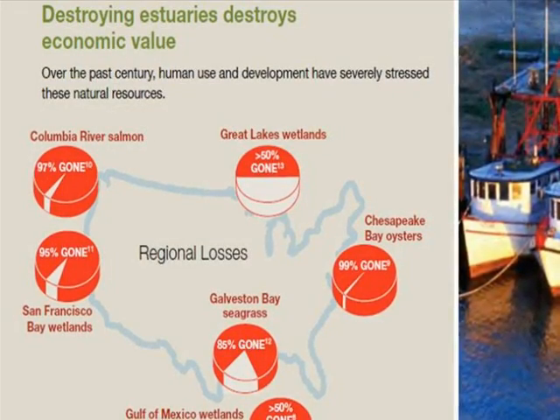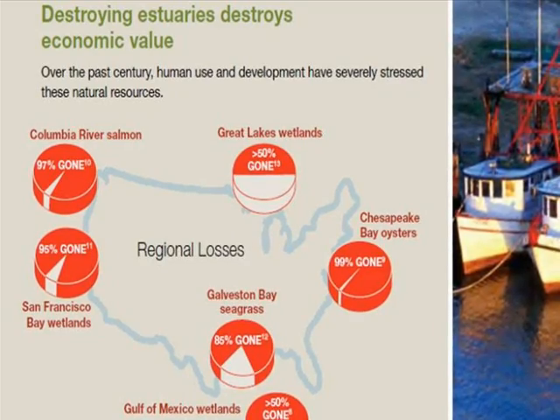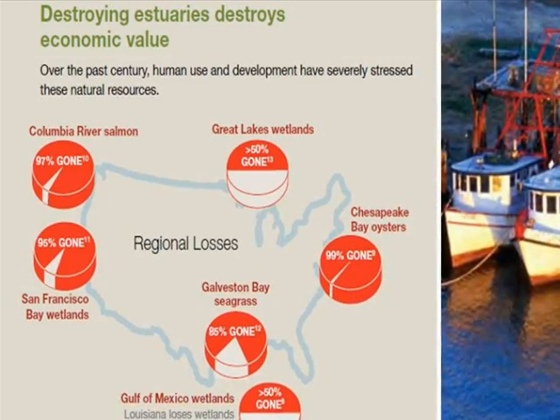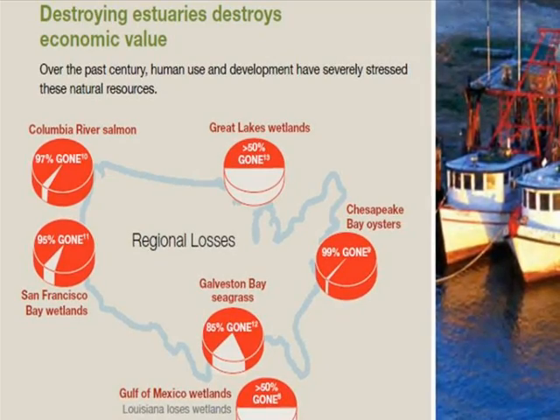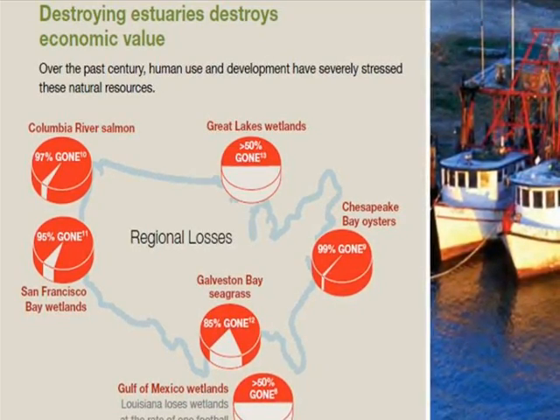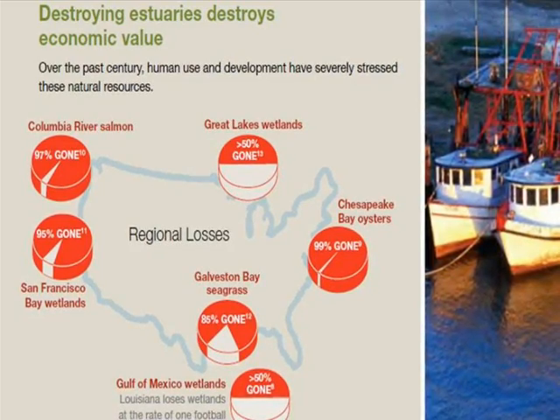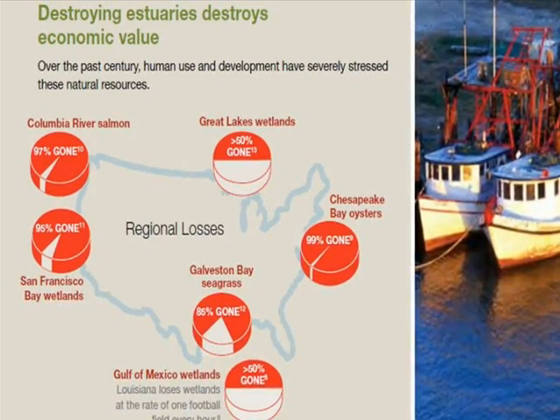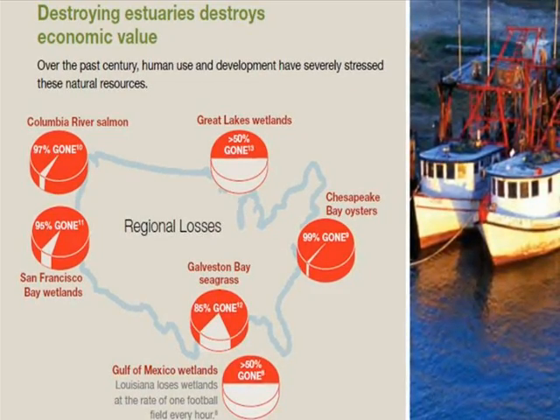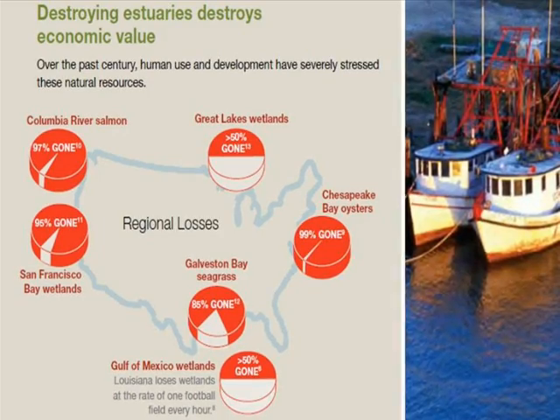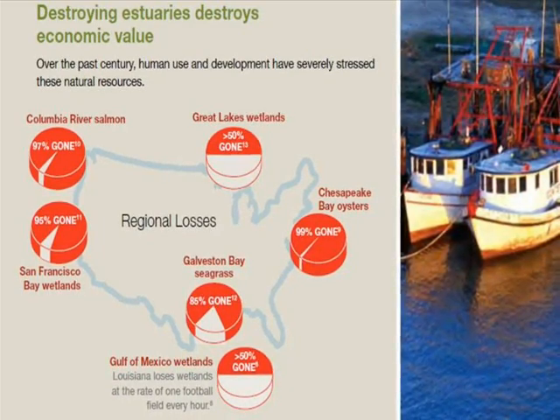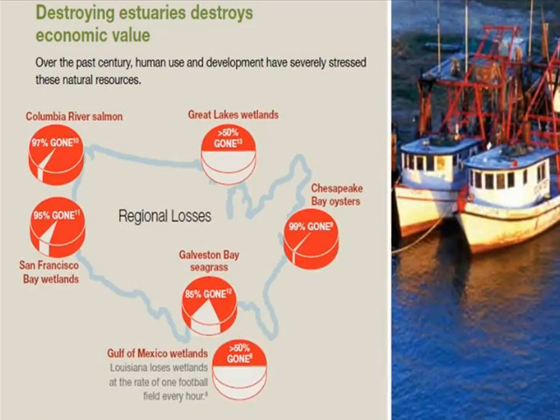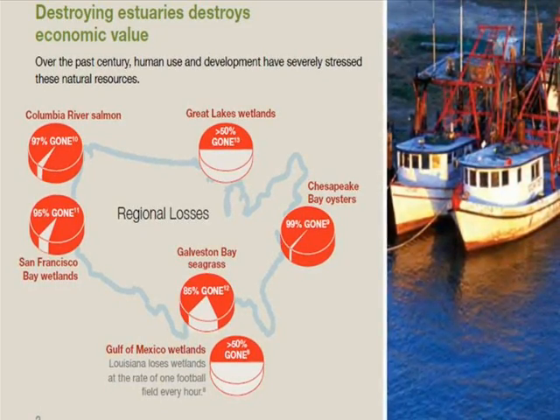We can see in this slide how we have not been a good steward of maintaining water quality and ecosystem condition in many parts of our estuaries of the U.S. For example, if we take a look at the Columbia River Basin, 97% of our salmon are gone. In San Francisco Bay, 95% of our wetlands have been lost. In the Great Lakes, 50% of our wetlands have been lost. In Chesapeake Bay, 99% of our oysters are gone, as we have said earlier. In Galveston Bay, 85% of our seagrass habitats are gone. In the Gulf of Mexico, we've lost more than 50% of our wetlands, at a rate of about 1 football field per hour.